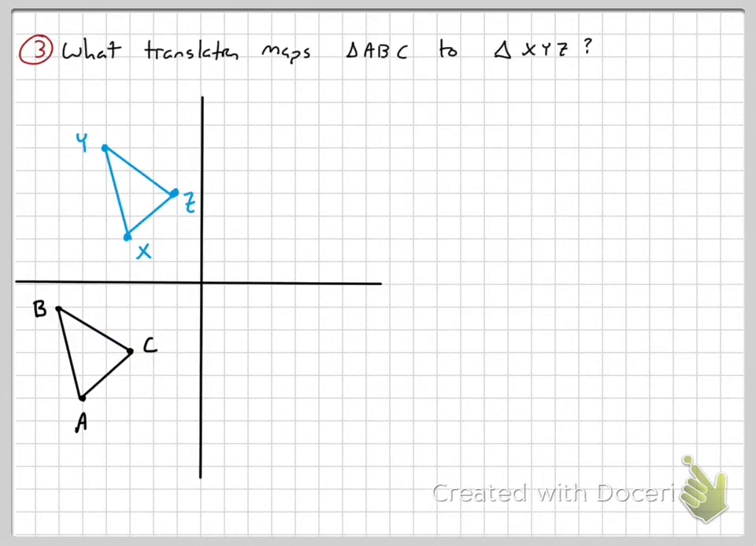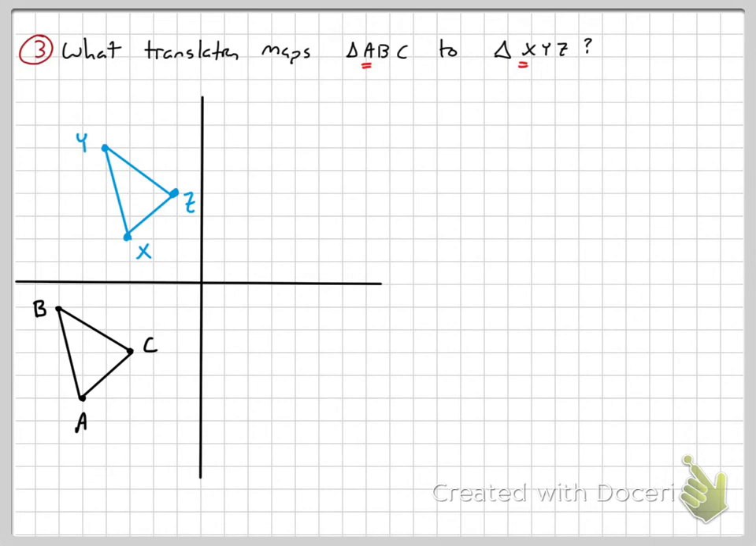Finally, a different kind of way I could ask a translation problem. I give you two triangles here. What translation maps triangle ABC onto triangle XYZ? So how I would read that, I'm starting with triangle ABC, and I want to get to triangle XYZ. It looks like I'm moving up and over. So I'm just going to kind of pick two coordinates here. I'm going to pick A. A would map onto X. I would know that because of the wording there.